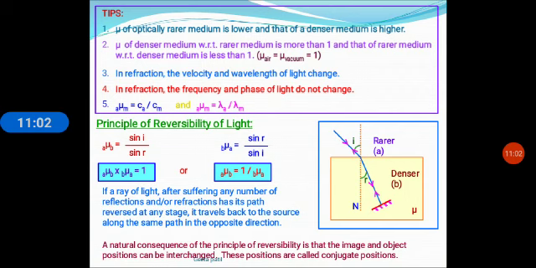A natural consequence of the principle of reversibility is that the image and the object positions can be interchanged. These positions are called conjugate positions.